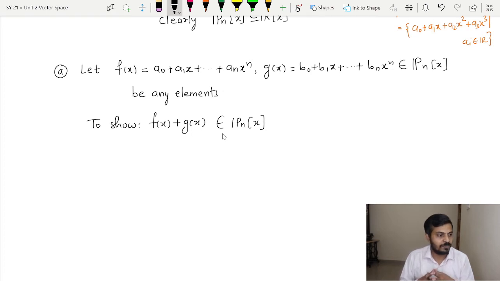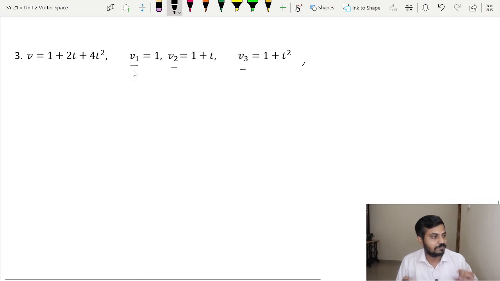Believe me, the proof is very simple. So I leave it to you. Similarly, the B part can also be proved. You just have to take one scalar alpha and one polynomial from Pn of x. You can use the same notation and just try to show that alpha multiplied by f also lies in Pn of x. So this Pn of x is a subspace of R of x. Now remember, subspace means a vector space only. So indirectly you can say that this Pn of x is a vector space over R. Now we will move towards the next example.